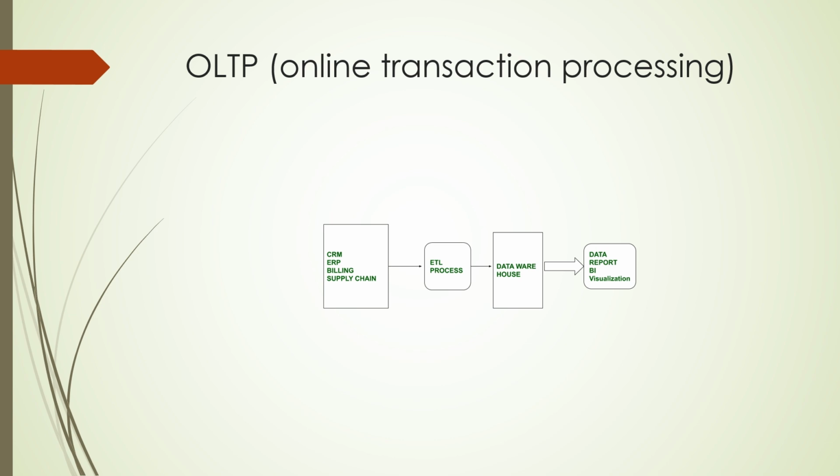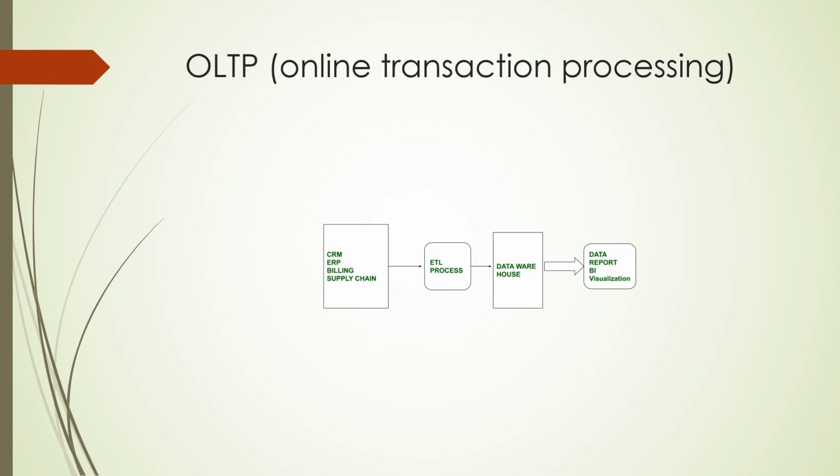So to avoid a single point of failure, OLTP systems are often decentralized. For example, Google Cloud Spanner is a distributed relational database service that runs on Google Cloud. It is designed to support global online transaction processing. So how this OLTP is working is this.